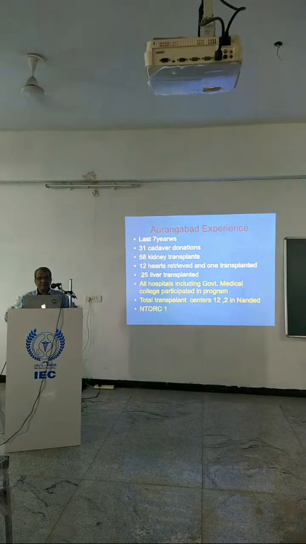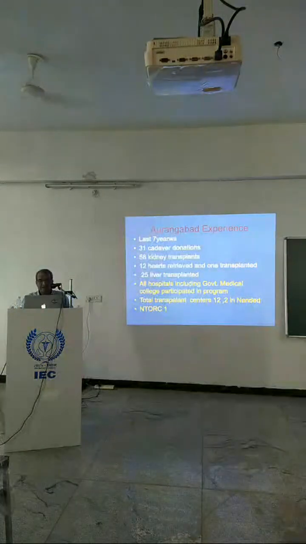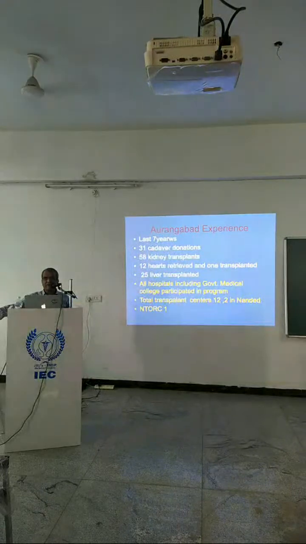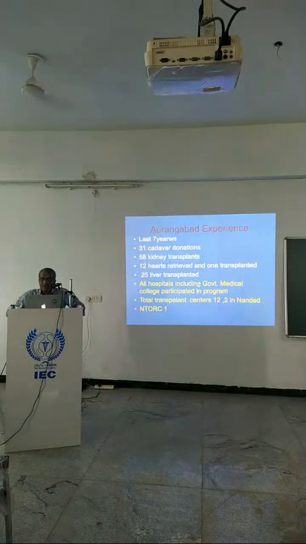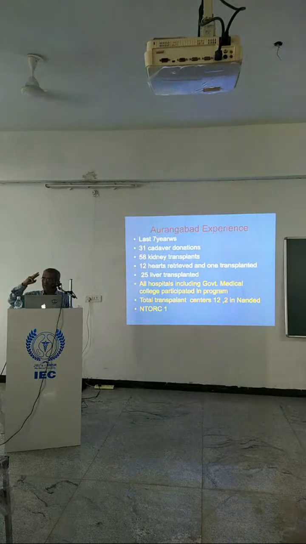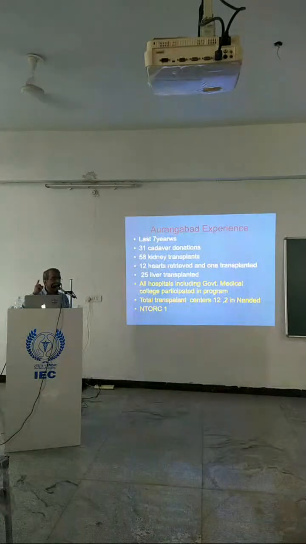What is our experience? In the last 7 years, 31 donors. 12 hearts retrieved and 25 livers transplanted. Recently, 1 week back, we had a liver transplant. All hospitals, including government medical colleges, participated in the program. Government Medical College gave 2 cadavers, Nanded Medical College gave 2, Nagpur Medical College gave 1.